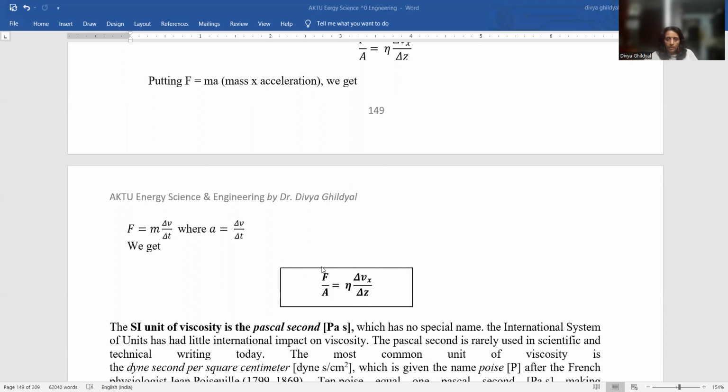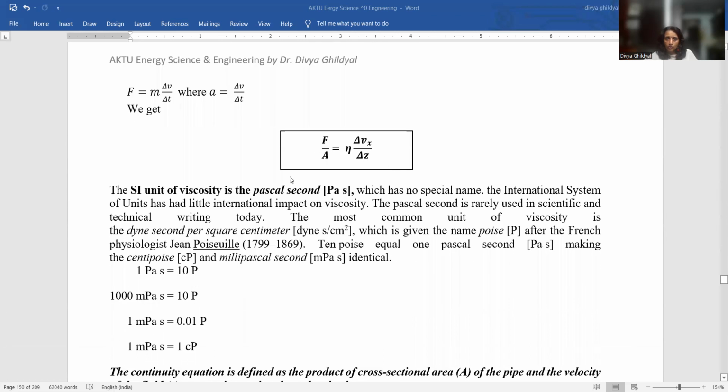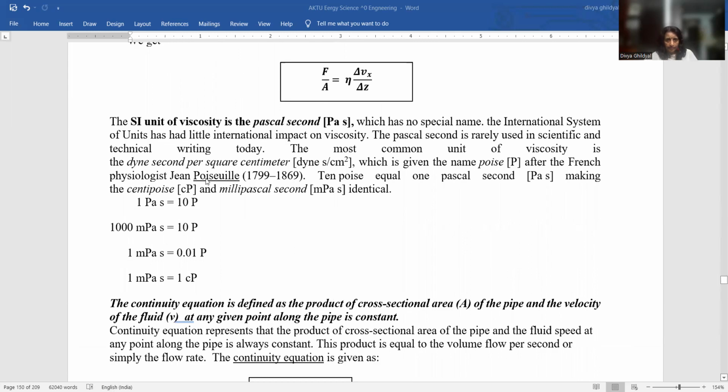This is important. You can be asked to define viscosity, or you can be given a very simple numerical on this also: in section A, not numerical but definition, in section B, a numerical. So the standard unit of viscosity is Pascal second, and the most common unit of viscosity is dyne second per square centimeter, and this is known as poise. This can be asked in section A, define poise. And 10 poise is equal to 1 Pascal second. Here I have given a few relationships.